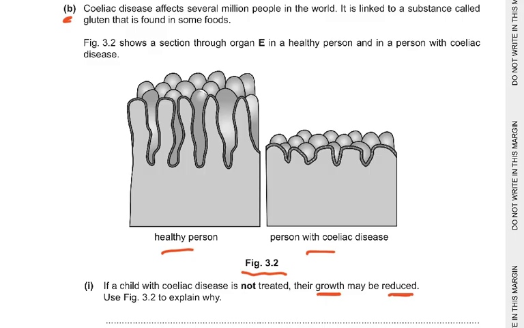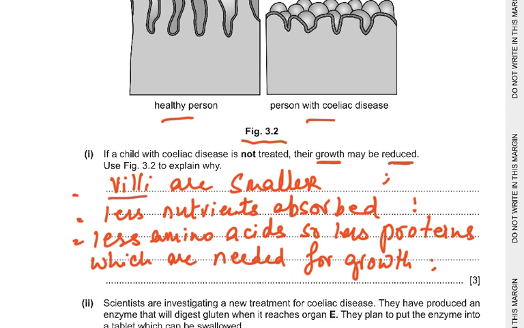So there's going to be fewer amino acids absorbed, so then of course we're going to have less proteins, which are absolutely essential for growth. So how do we word it? Smaller villi, less nutrients absorbed, less amino acids, so less proteins, and proteins are needed for growth.